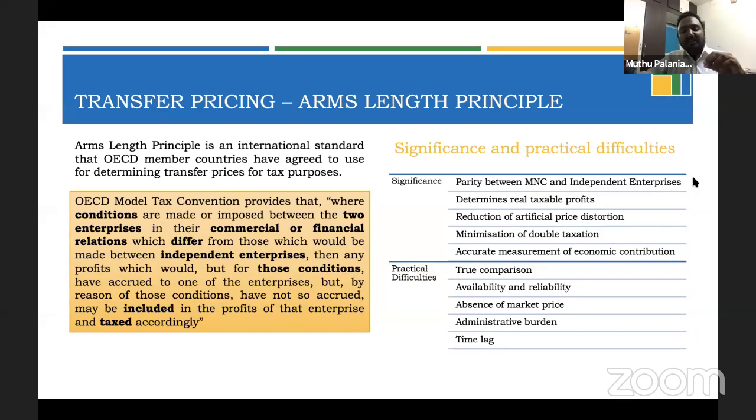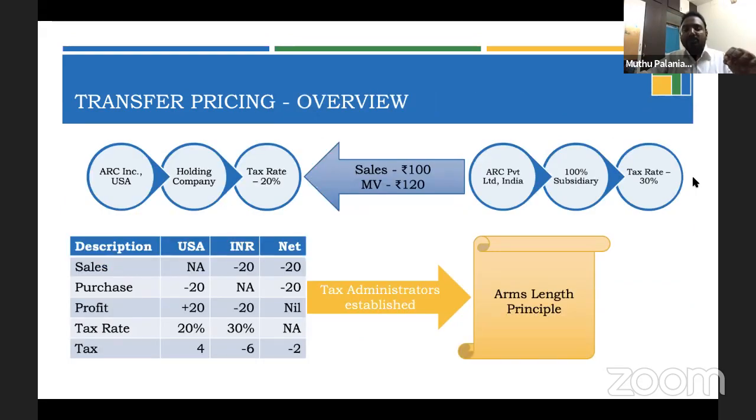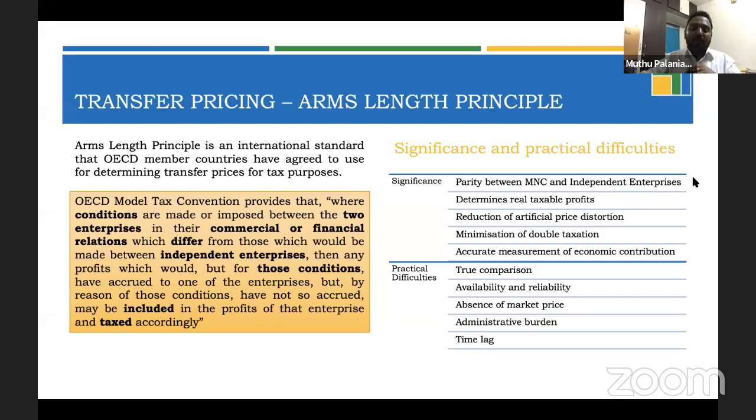The second significance is about determining the real taxable profits. If you see in our example, we realize that this 20 rupees is being adjusted between USA and India, which is not the real taxable profits. So this arm's length principle will now remove this distinction between the MNC and the independent enterprises. By adjusting the taxable profit, reducing the 20 there and increasing the 20 there, we bring the taxable profits to the real scenario, to reality. So that becomes one of the key significances of the arm's length principle.